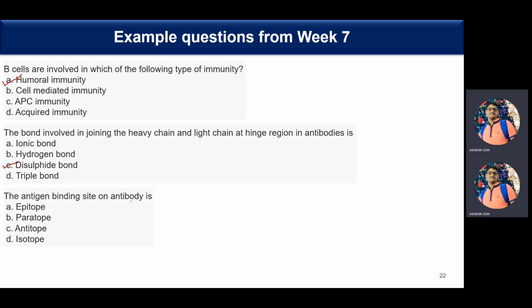The antigen binding site of an antibody is of course the paratope. So in antigen, if this is the antigen, this particular site is known as the epitope. And whatever binds to the epitope, the antibody binding site, is known as the paratope. Good.